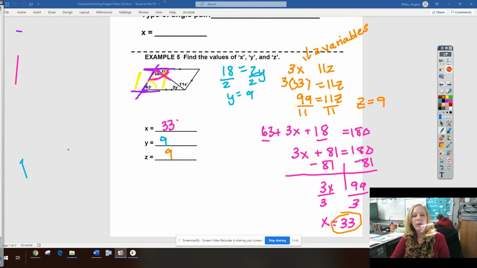And again, if it came back and it had letters and it said, what is the measure of angle ABC? You would look to see what that angle is, and you would plug in the appropriate variable to the appropriate part.